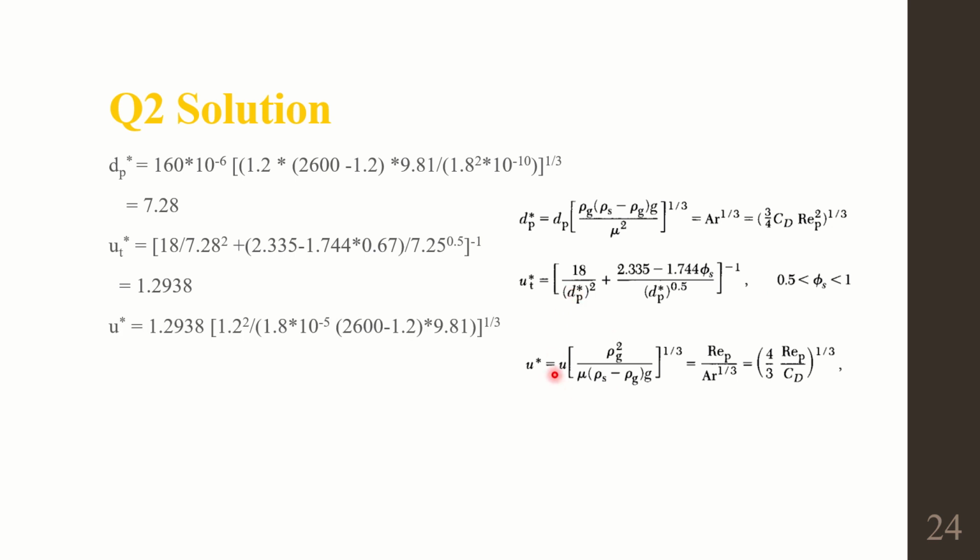And we use the formula where u star is equal to u into rho g square by mu into rho p minus rho g into g, the whole power of 1 by 3. Substituting ut star for u star, we get u as 87.92 centimeter per second, or 88 centimeters per second.